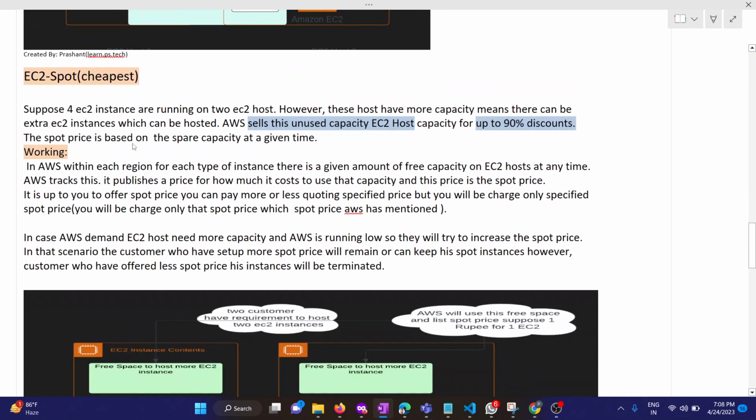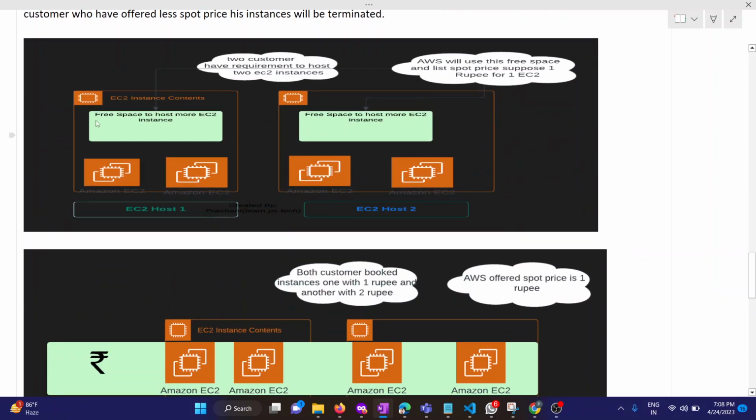Now comes EC2 Spot, cheapest. Why have I written cheapest? Because these are the cheapest ones. Okay, coming to the definition first. See, this is EC2 host 1, this is EC2 host 2.